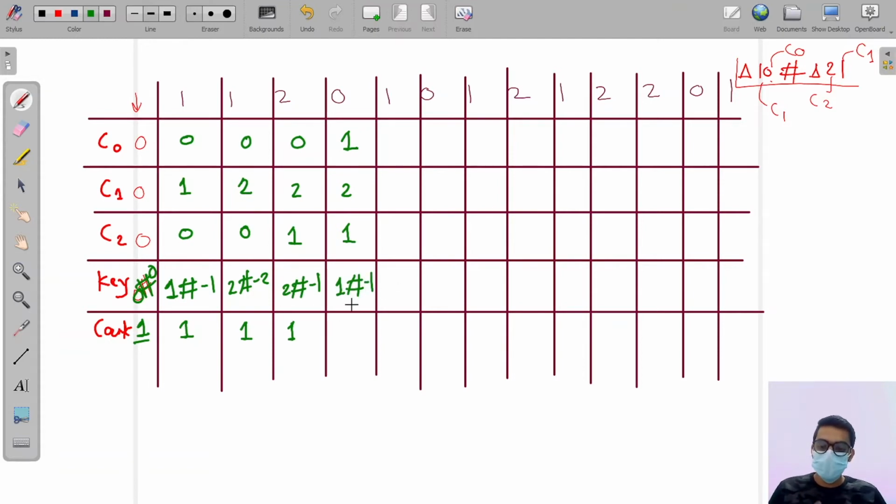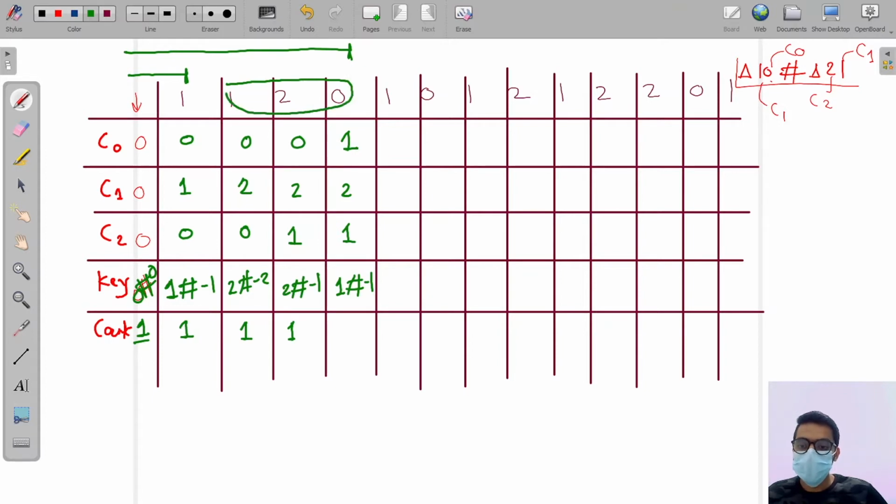Is this key repeated? Yes, it is repeated. From this point to this point we got the same key, and the sub-array in between them contains an equal number of zeros, ones, and twos.